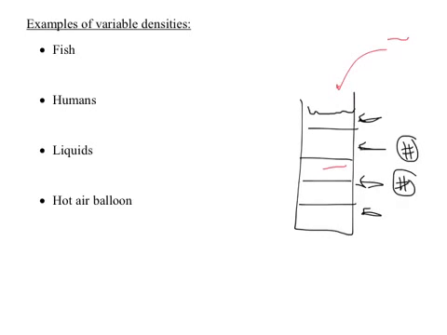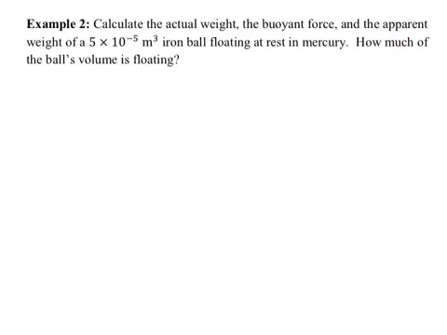And finally, if we look at something like a hot air balloon, as the amount of heat changes in the balloon, the density of the air in the balloon will change as well. Temperature and density are related to one another. Let's take a look at example 2 here.